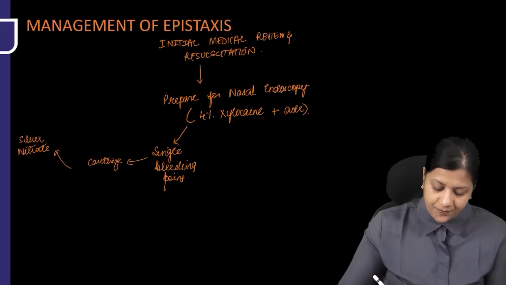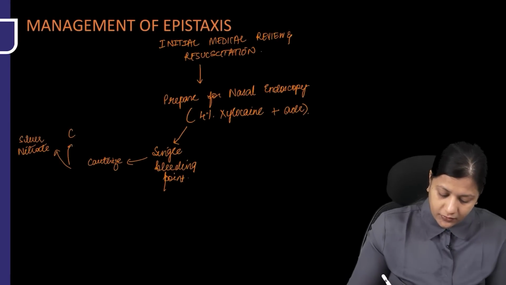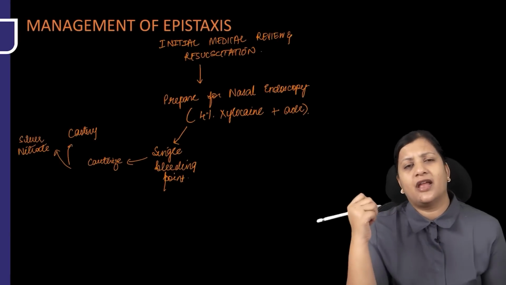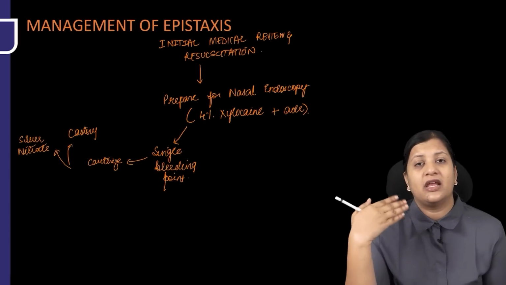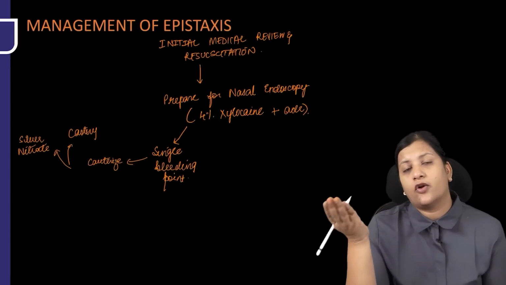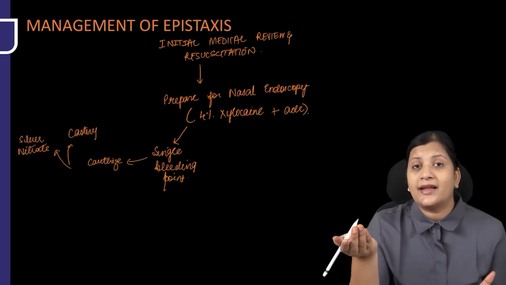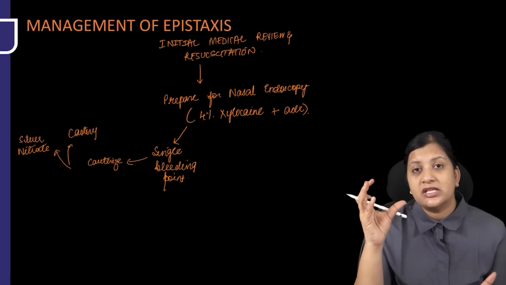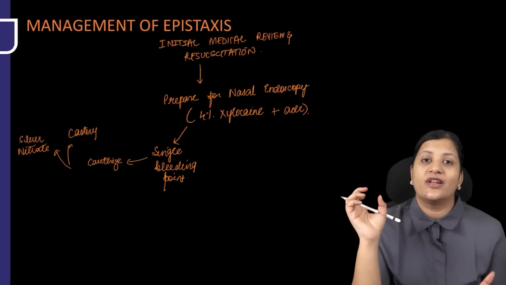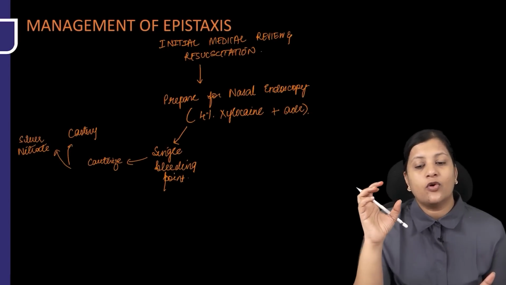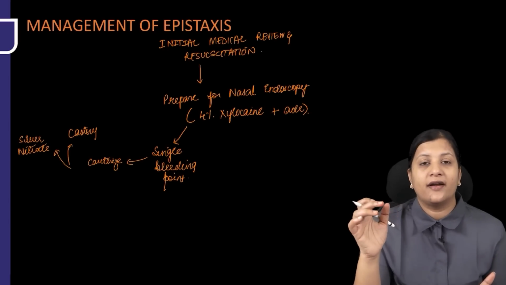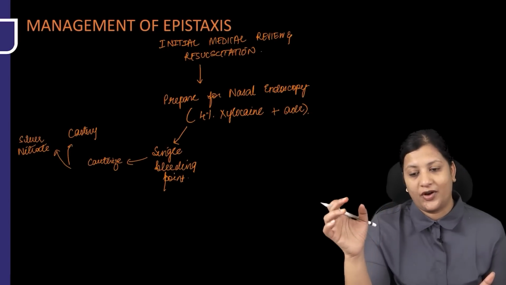If you have a single bleeding point, you will do this: either silver nitrate or thermal cautery. Thermal cautery can be radio frequency, or just monopolar or bipolar, which uses electricity to convert into heat energy or thermal energy. This thermal energy will help in coagulation of the blood vessel. So cauterization is done if you identify a single bleeding point.